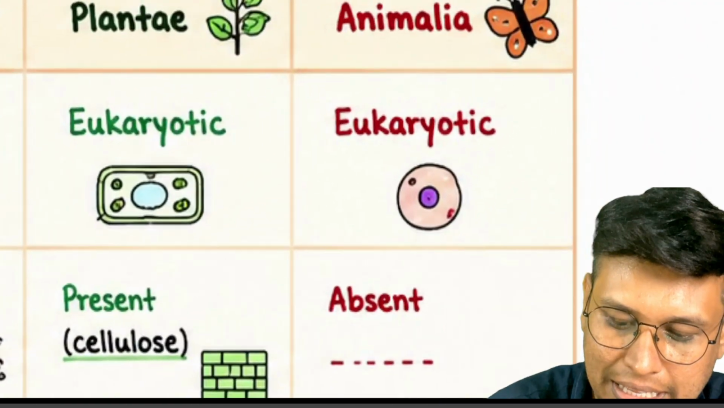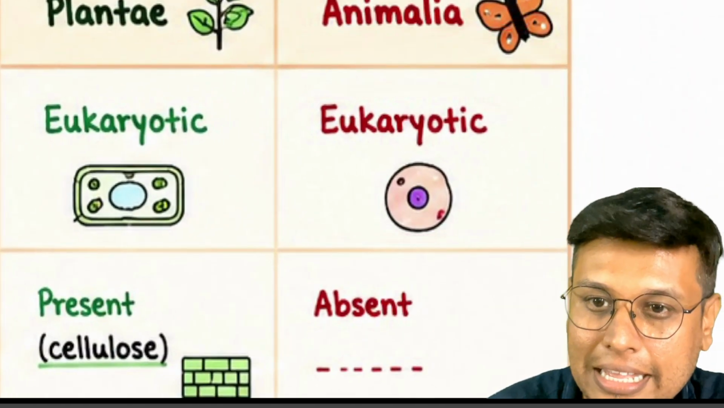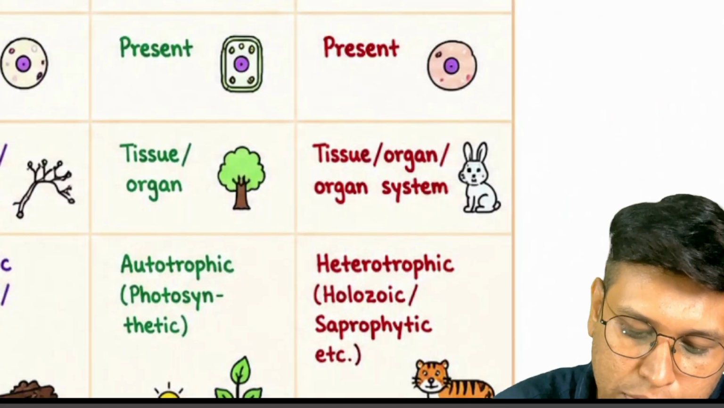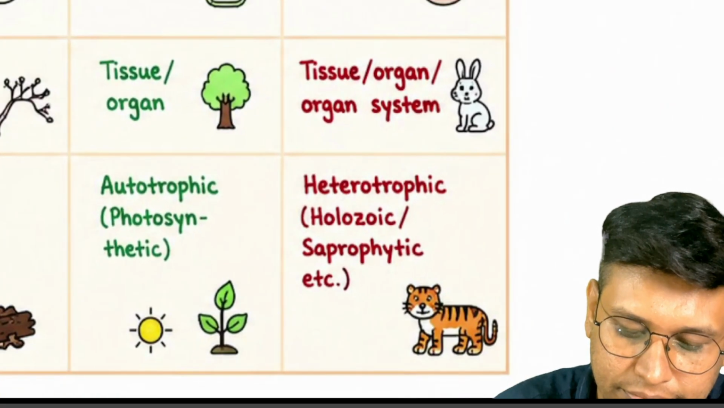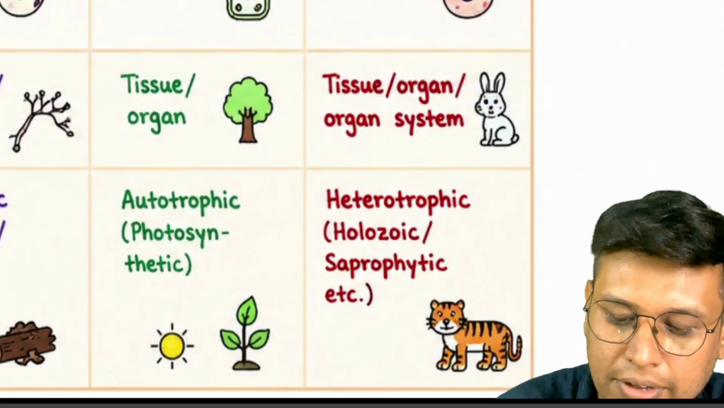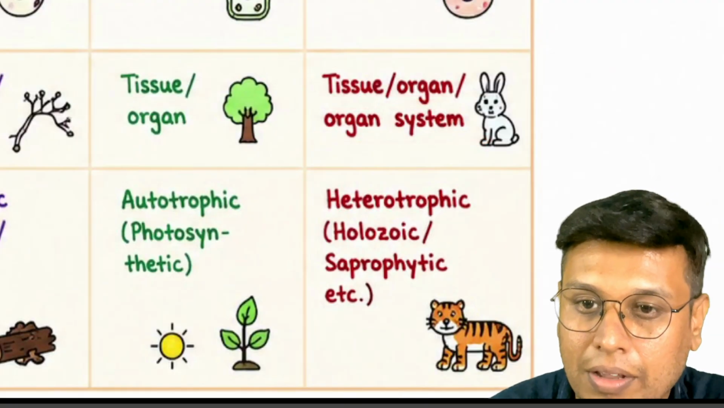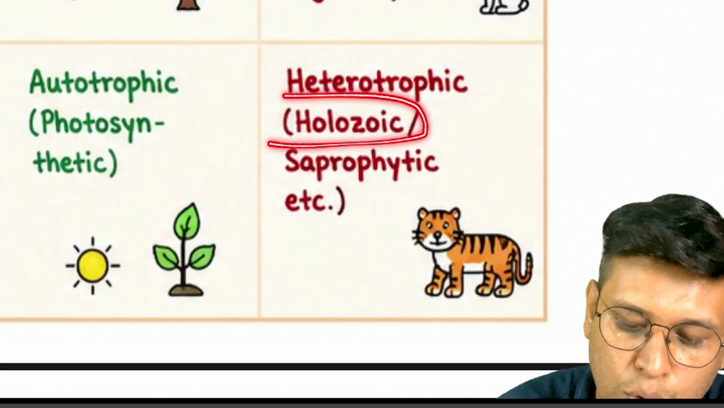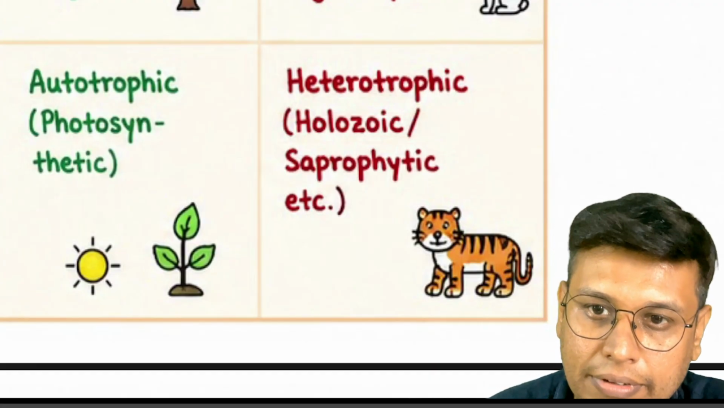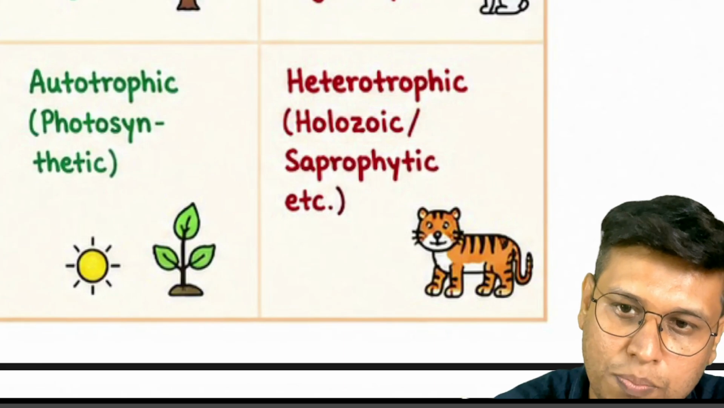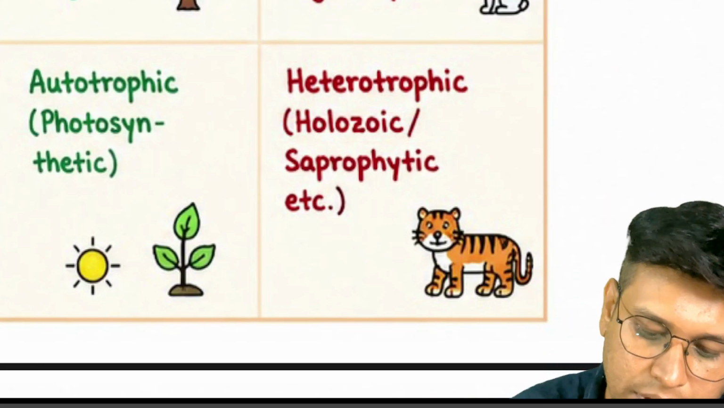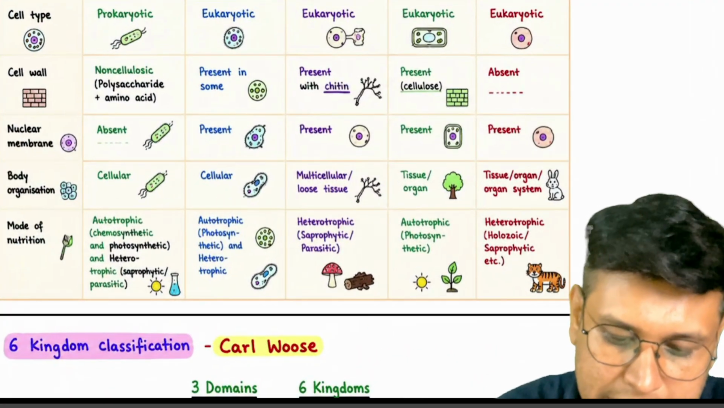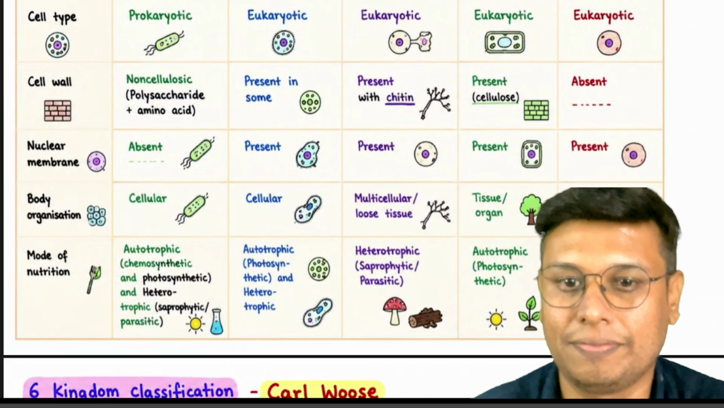Next is kingdom Animalia. Cell is again eukaryotic. Cell wall is absent, characteristic of animals. Again, nucleus is present. Here in plants you found tissue and organ level. Here tissue, organ and organ system level, like digestive system and all. And finally they are heterotrophic, that is holozoic. Holozoic means they will eat either the complete organism or a portion of the organism as a bolus. And saprophytic, again dead and decaying things. So this is how we have completed the 5 kingdom classification system.